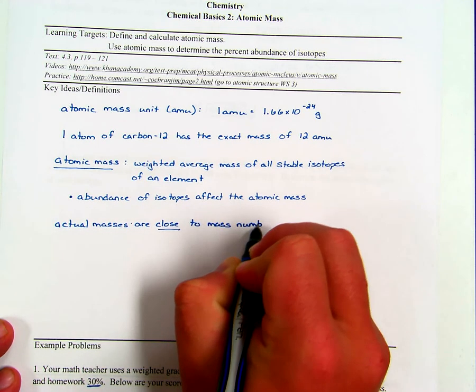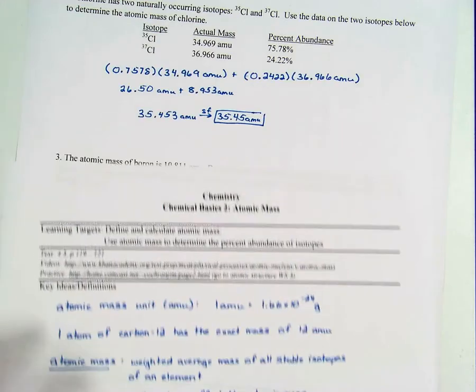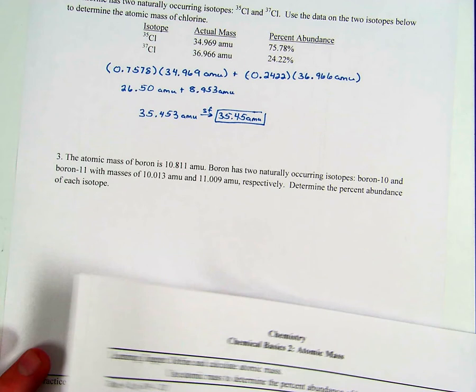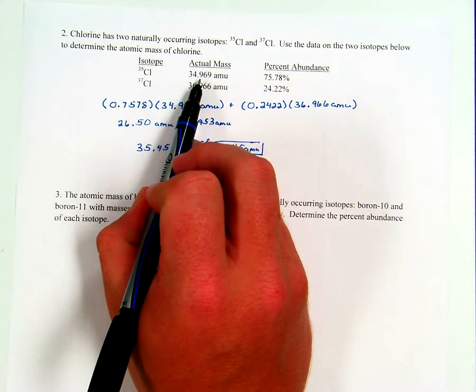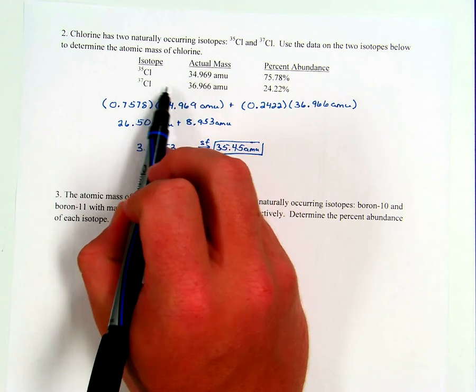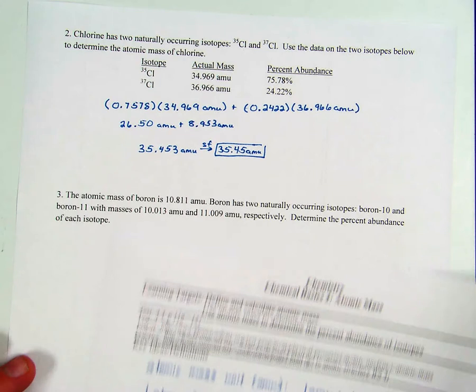Let me just flip back here to that last example. If I look at the actual masses, a chlorine-35 atom has a mass of just under 35 AMUs. Chlorine-37 has a mass of just under 37 AMUs. You might be thinking there's probably a reason why that is, and there certainly is a reason why that is.